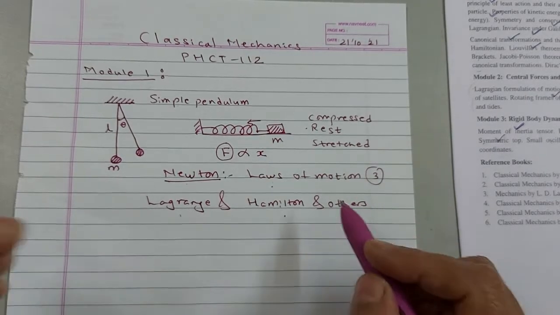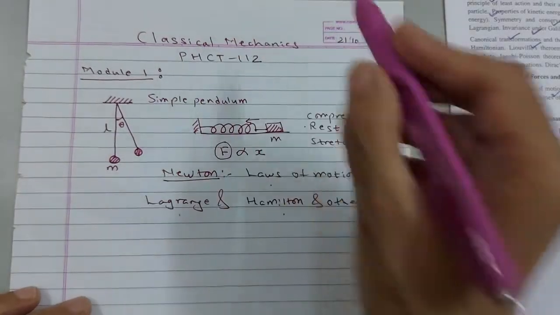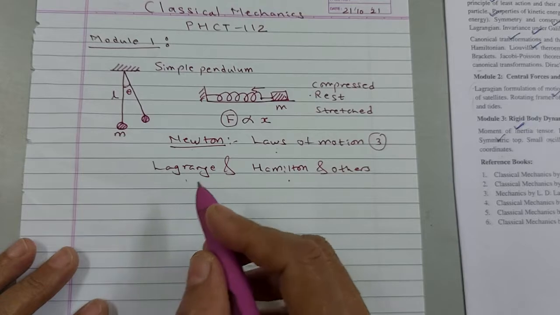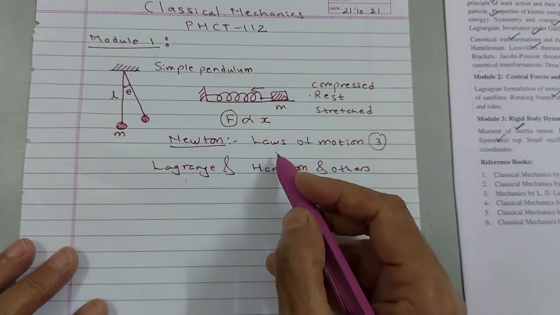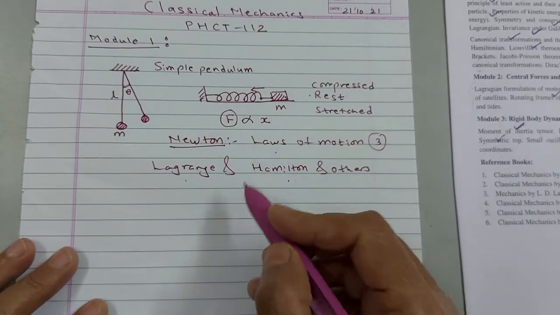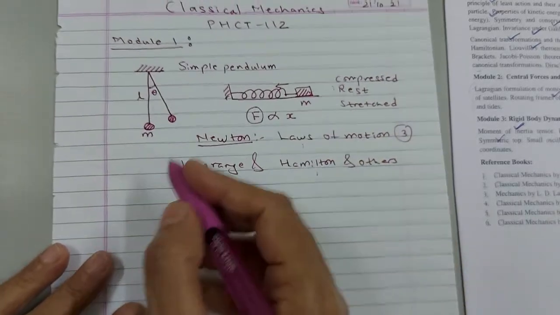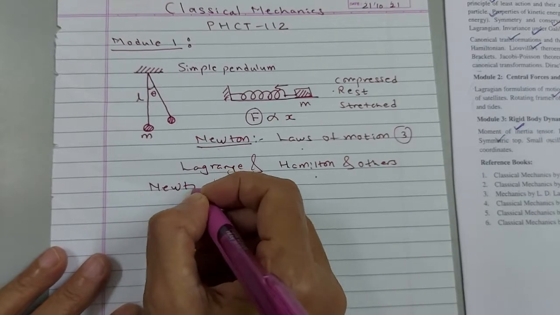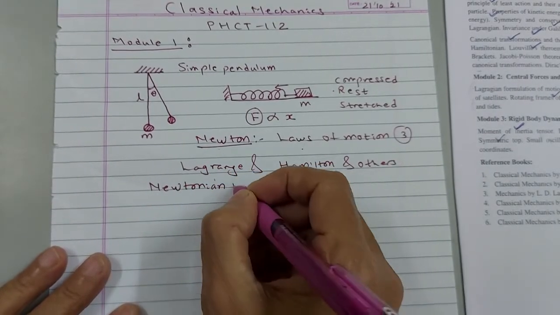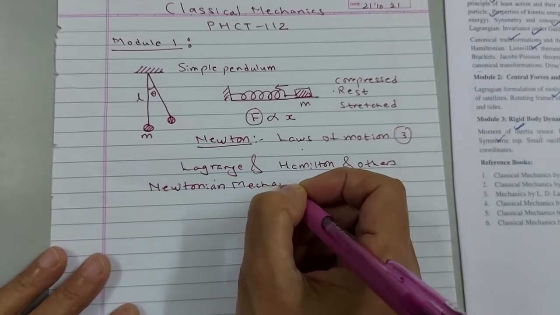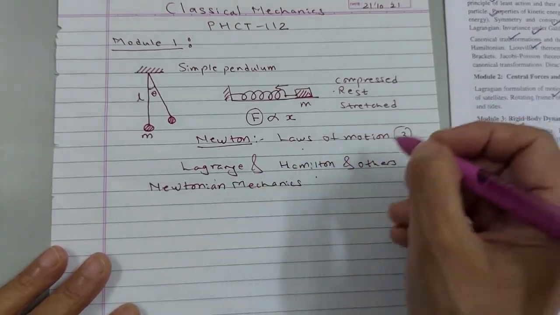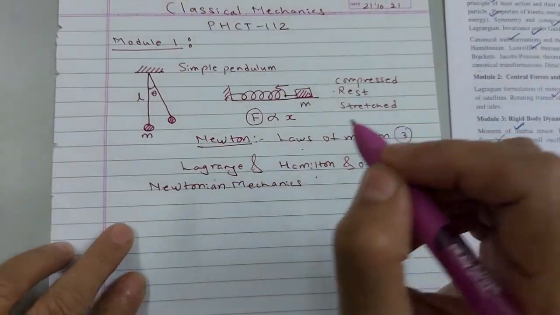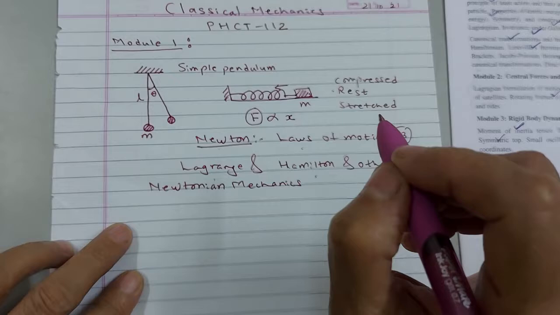So the mechanics developed by them will basically be called classical mechanics. Understood? When this mechanics deals with Newton's laws and their consequences, it is also called classical mechanics, or Newtonian mechanics. I don't know, have you heard this word ever? Because Newton's laws of motion are valid for many systems, it is also called Newtonian mechanics.